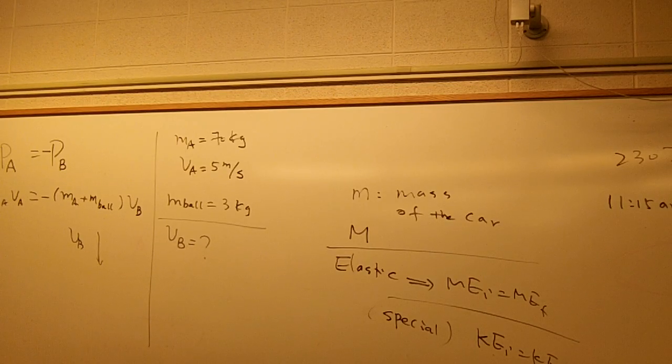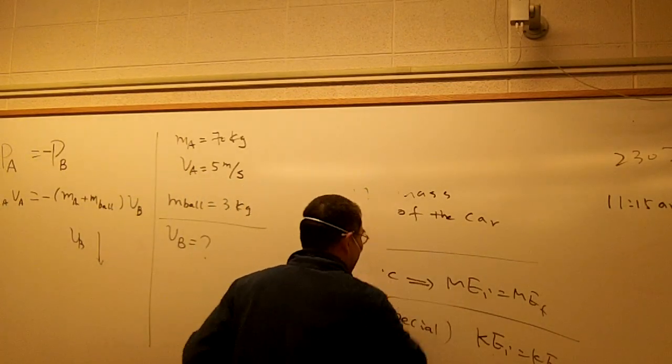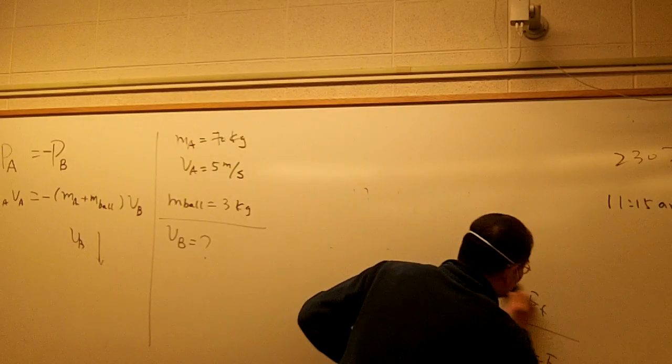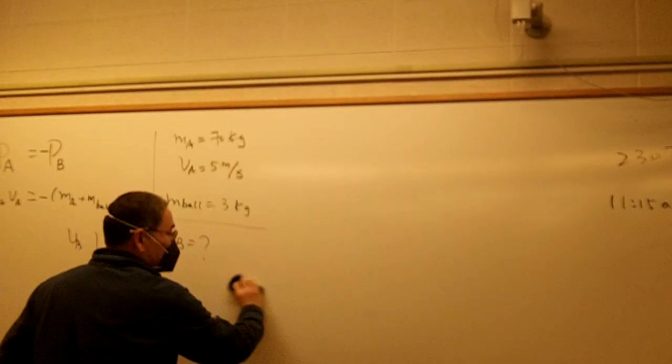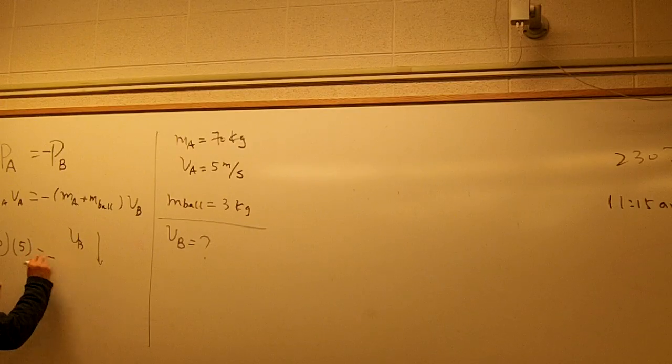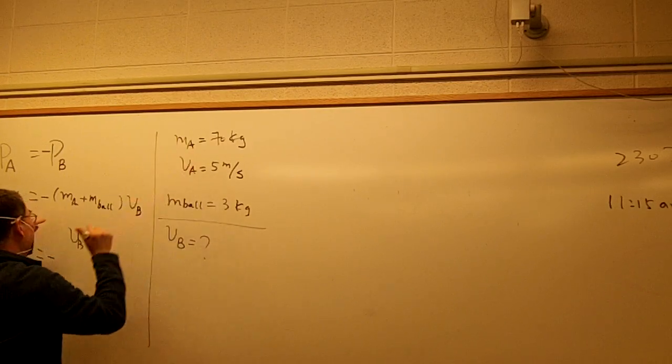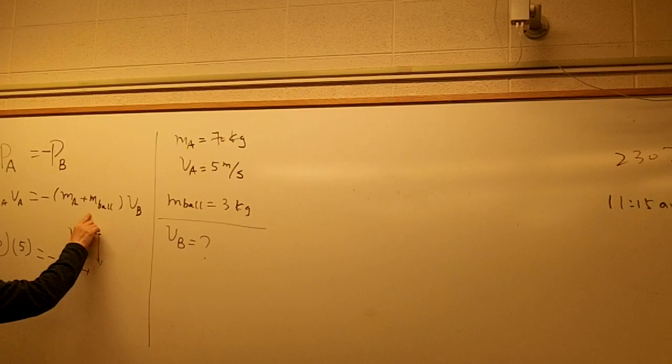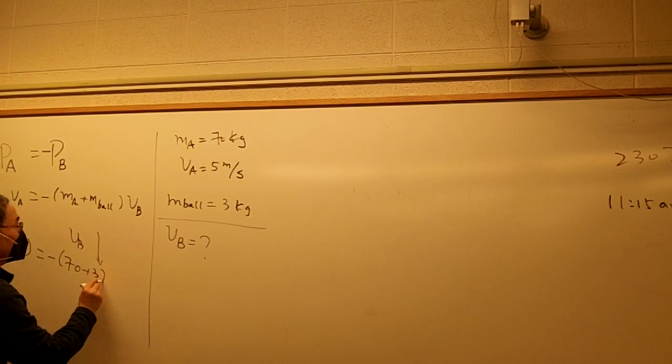All right, folks, we're going to convene now. We're going to do the calculation, and we're going to show you how we do that step by step. Okay, so this is how we solve it. Did you see we have this equation? Did you see my m_A equals 70? So I'm going to write it down, 70. My v_A equals 5 meters per second, so I'm just writing a 5. So that's what we have on the left-hand side. And then equals a negative, 70 plus the ball, which is 3, times V_B.